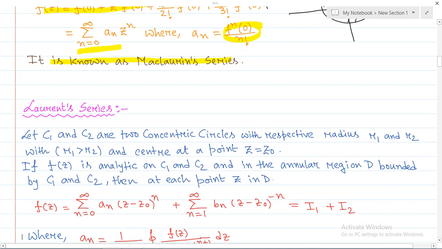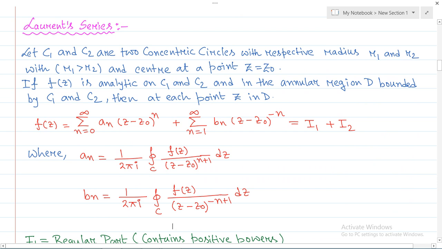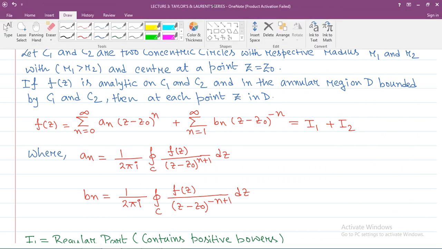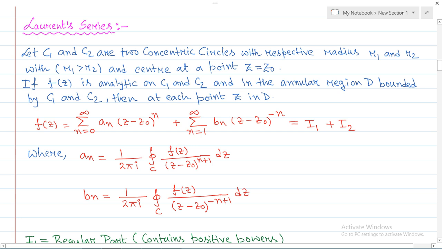Now let us come to the next important series, most important for the exam, and you will also get many questions in the end semester exam from the Laurent series. So you have to understand it very carefully. For the Laurent series, let us try to understand the statement. Suppose we have C1 and C2 as two concentric circles. Concentric circles mean that both of them have the common center, with respective radii r1 and r2, with r1 greater than r2.